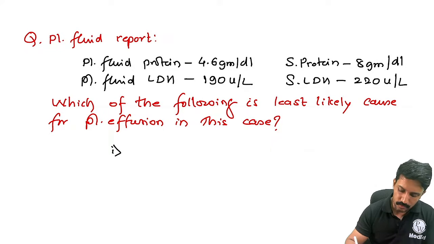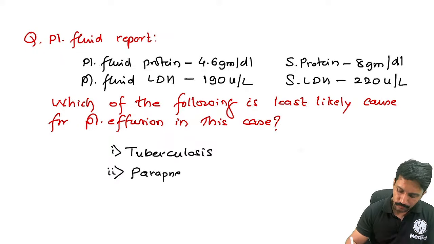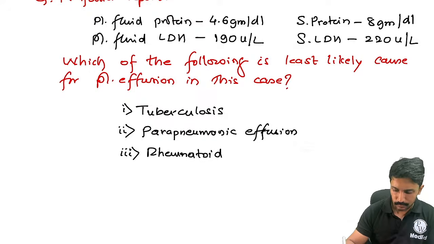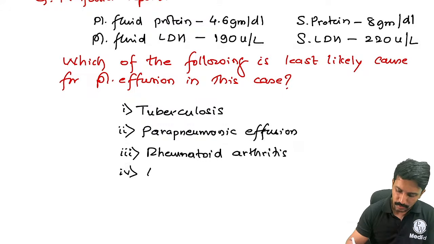First option is tuberculosis. Second option is pneumonic effusion. Third option is rheumatoid arthritis. And fourth option is nephrotic syndrome.